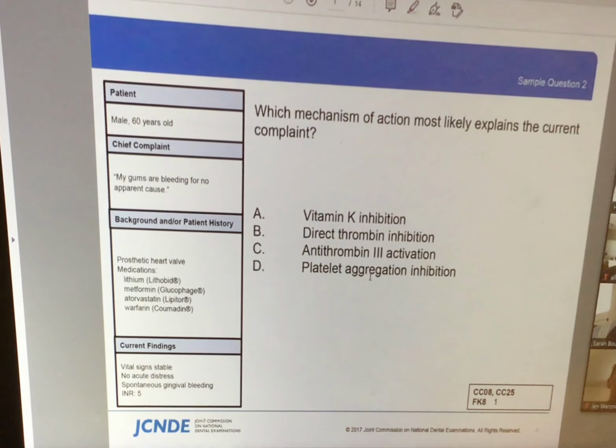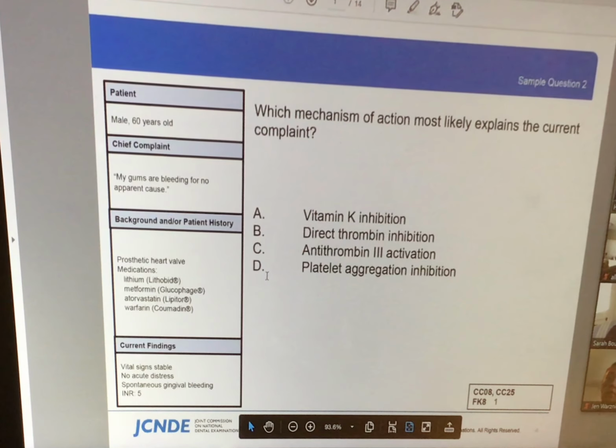You can have a platelet aggregation inhibition. You have the other ones, right? Like aspirin, Plavix. You can have the direct thrombin inhibition, that we'll see later in the next slides.